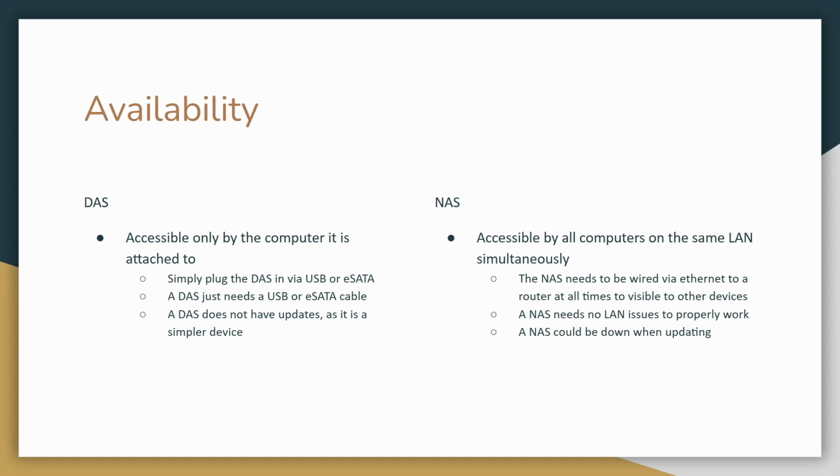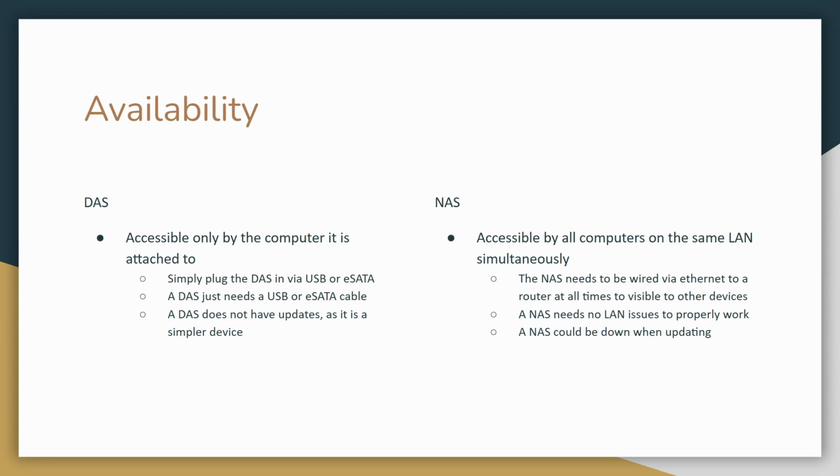However, the accessibility for a NAS is a little bit different. A NAS is accessible by all computers on the same LAN simultaneously, which allows you to share files between computers a lot easier, as well as access a shared amount of data. The NAS needs to be wired via Ethernet to the router at all times to be visible to other devices though, so it makes having it set up a little more complicated.